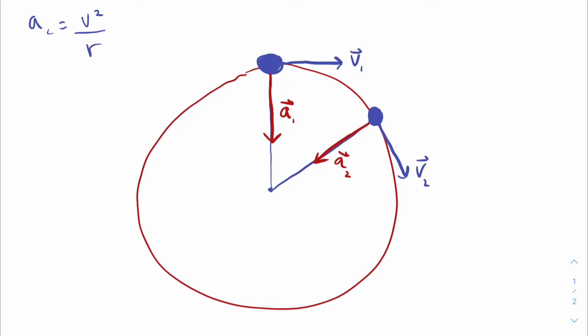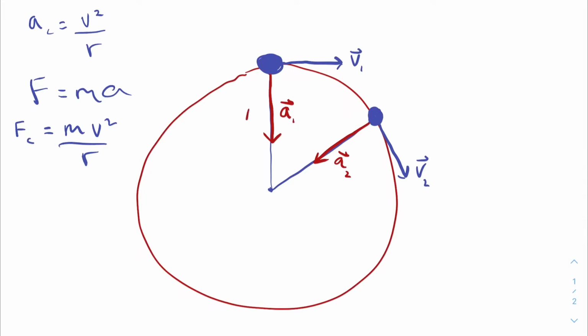From Newton's second law, we know that a net force is equal to an object's mass multiplied by its acceleration. And this can also be applied to centripetal acceleration. Therefore, we can write that the centripetal force is equal to the object's mass times the magnitude of its velocity squared divided by the radius of the circle.